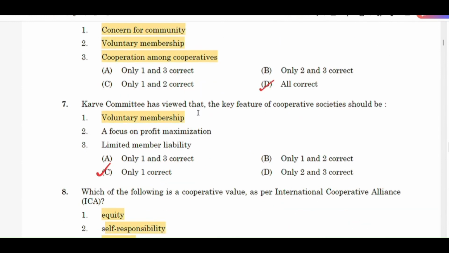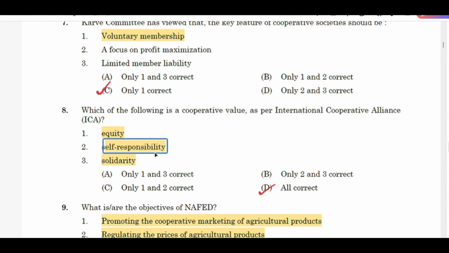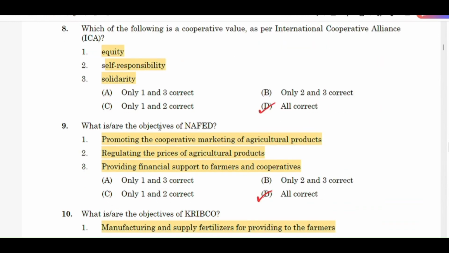Carr Committee has viewed that the key features of a cooperative society should be: answer is option C, only 1 correct. Voluntary membership. Which of the following is a cooperative value as per International Cooperative Alliance? The answer is option D, all correct. Equity, self-responsibility, solidarity.